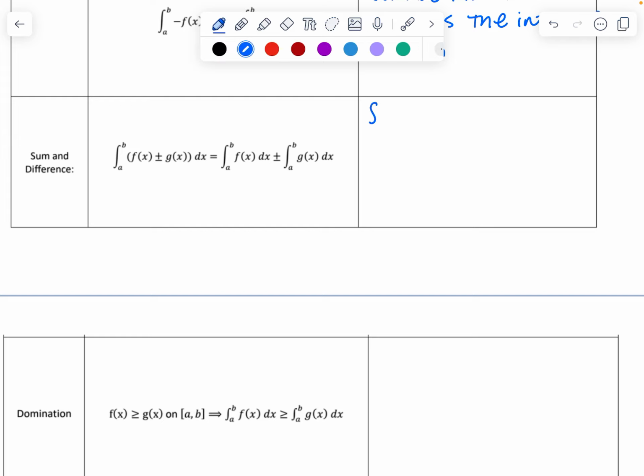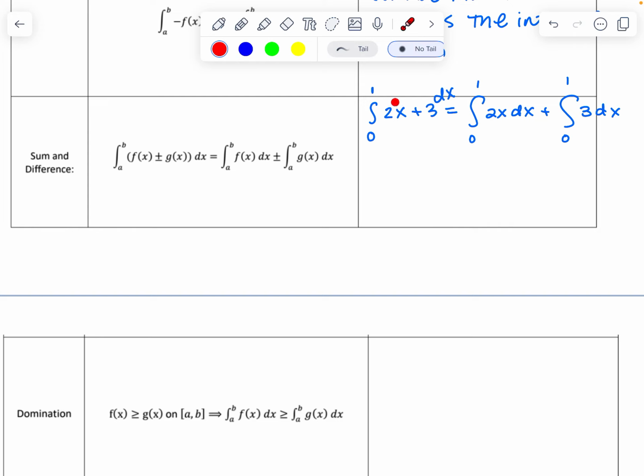Let's say that we are finding the area from 0 to 1 of, let's do x squared. That's going to be kind of hard to do. Let's just do 2x plus 3. Okay, so we'll do 2x plus 3, and I need a dx. This rule is saying that this is equivalent to this right here. If I'm considering this function f of x and this g of x, I can separate those two. Let me show you a graphical representation of what this would look like.